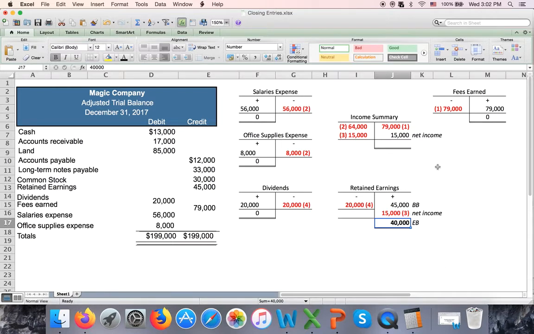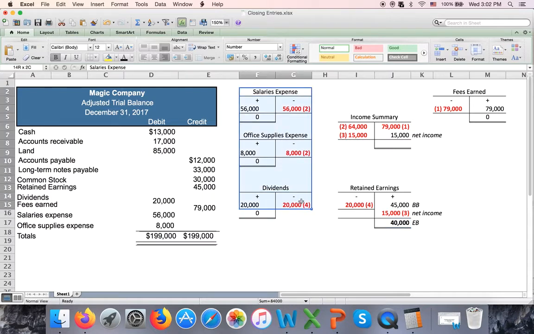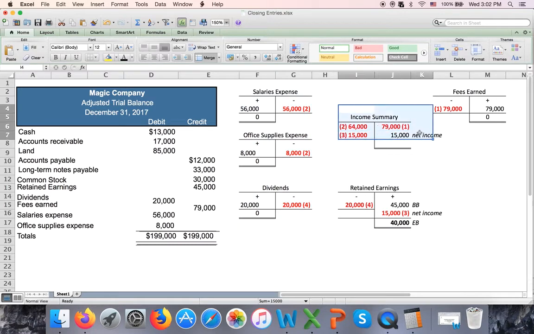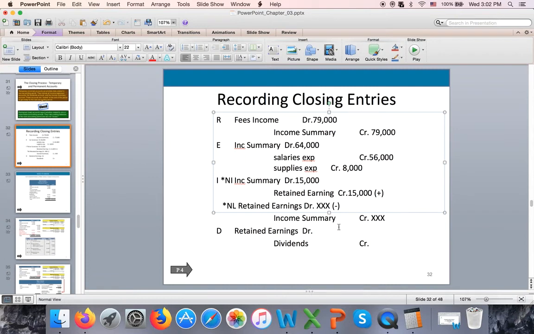So out of all of these accounts, guys, everything is gone, right? Salaries expense, supplies expense, dividends, income, and fees earned, everything is gone except for retained earnings. All of those transactions are rolled into retained earnings and are reflected in its ending balance of $40,000. So the last journal transaction, we took $20,000 and debited retained earnings, I'll say minus, right? Dividends decrease retained earnings, and we credited 20,000 to dividends, which is also minus, and it brought dividends to zero.